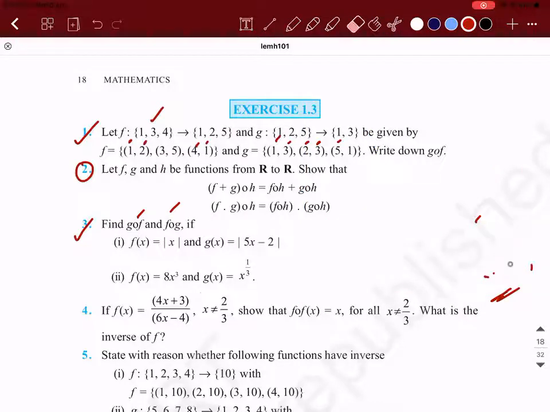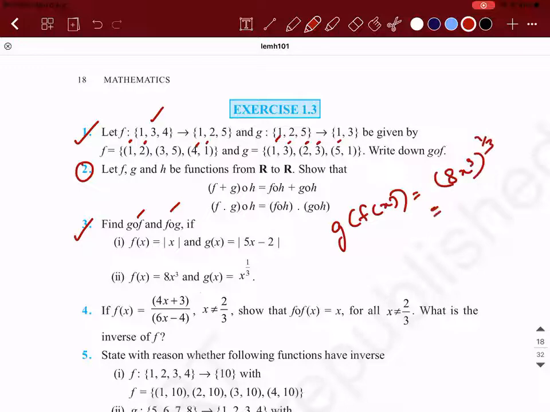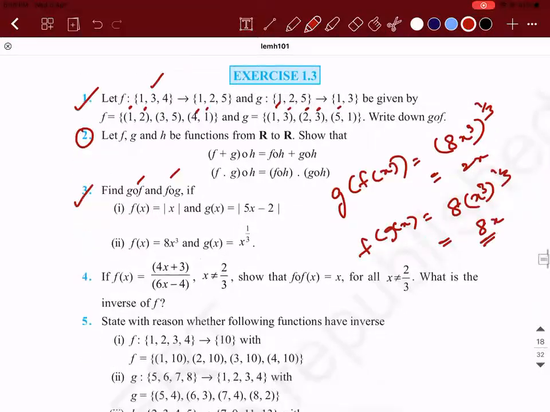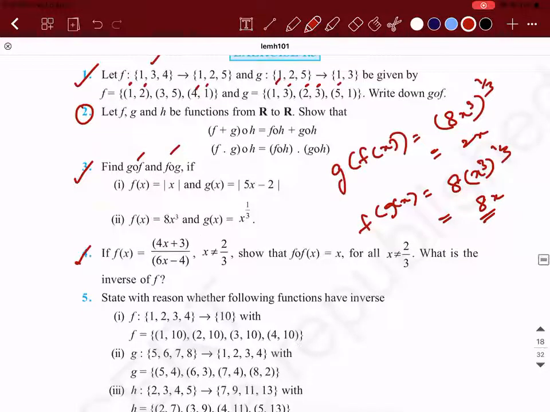So g circle f is 2x. So g of f of x is equal to 8x cube the whole power 1 by 3, that is 2x, correct? F of g of x is 8x cube to the power of 1 by 3, correct? So it is 8x. Fourth one.